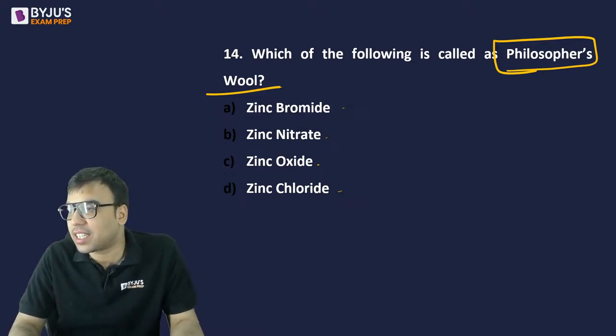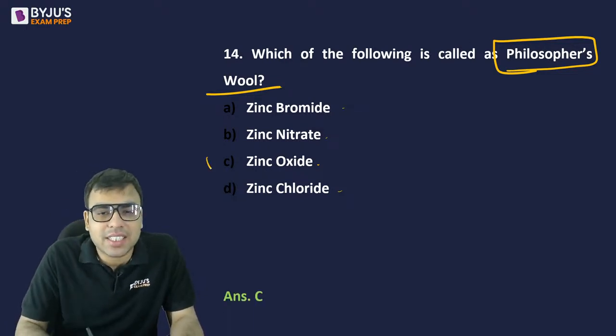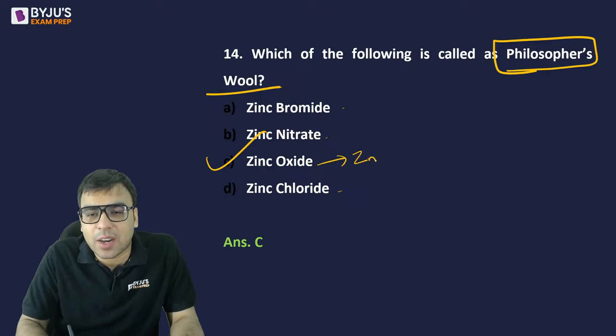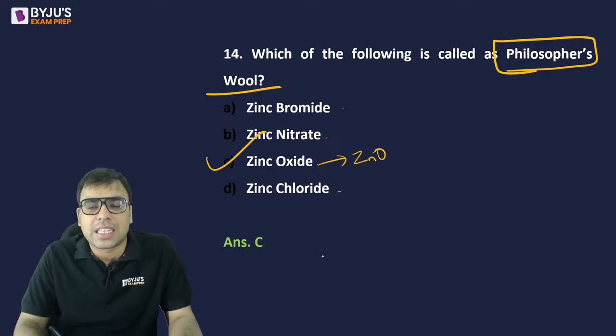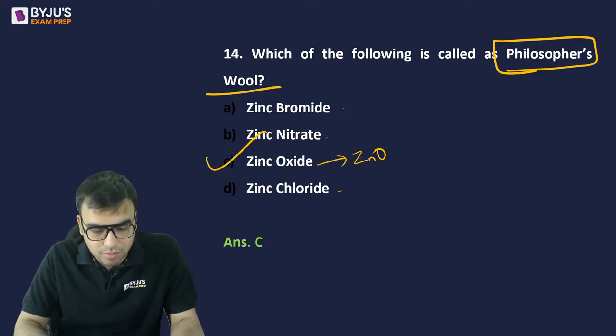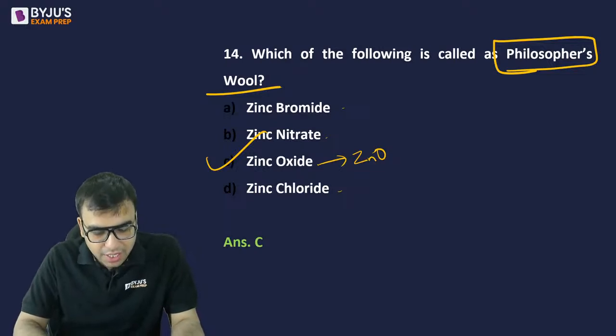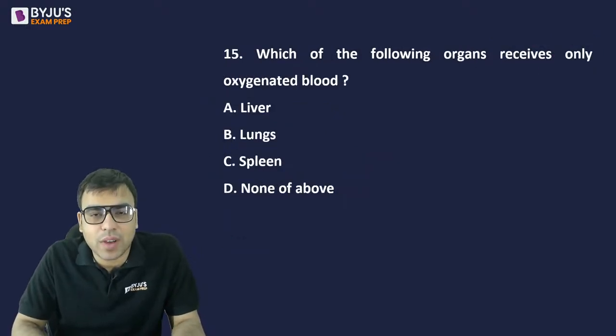फिलोसफर्स वुल किसको कहते हैं? Anyone? Yes, Aditya Mahajan, Kishan. Yes, the right answer is zinc oxide. It is written like this, ZnO, है ना. So zinc oxide, ZnO, is called as philosopher's wool. Yes. Yes, Amit Yadav, Aditya Mahajan. जिन्होंने भी C answer किया.